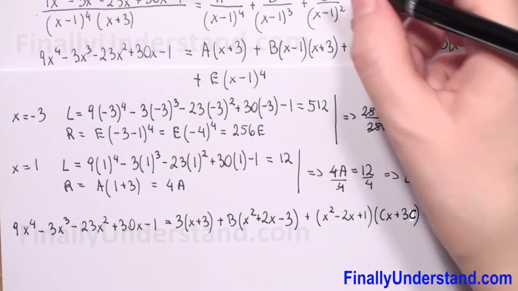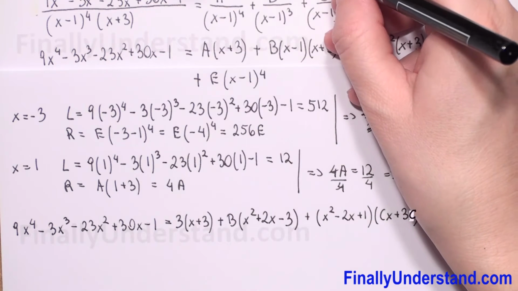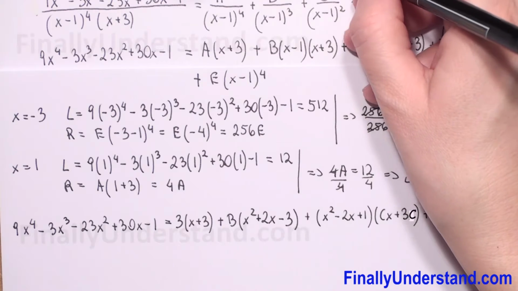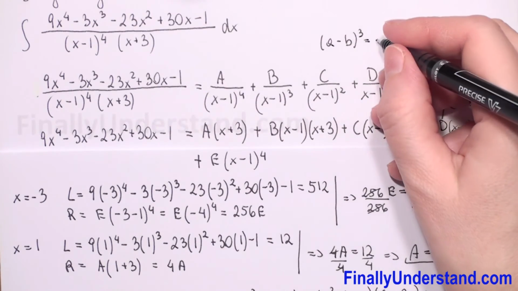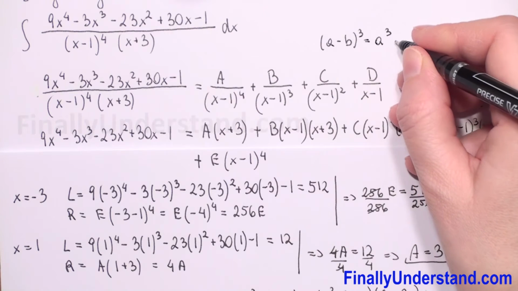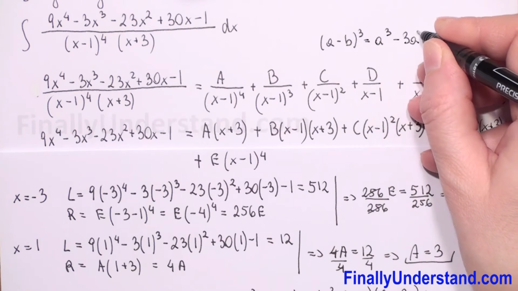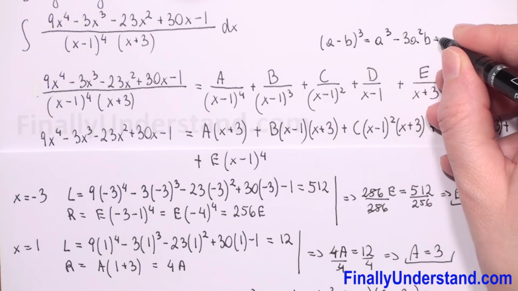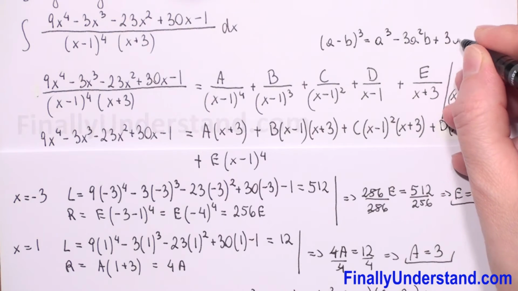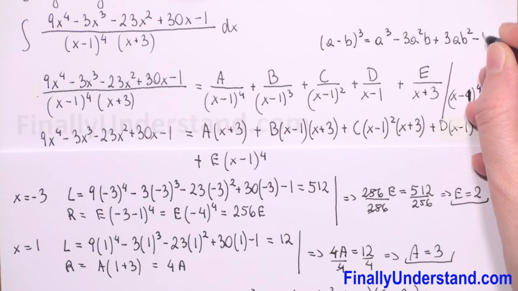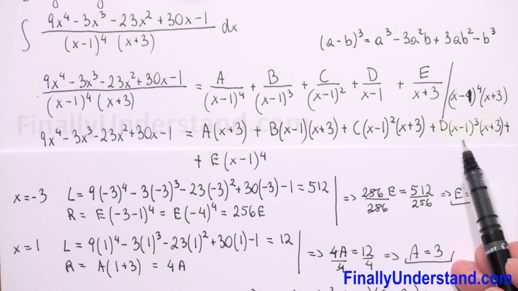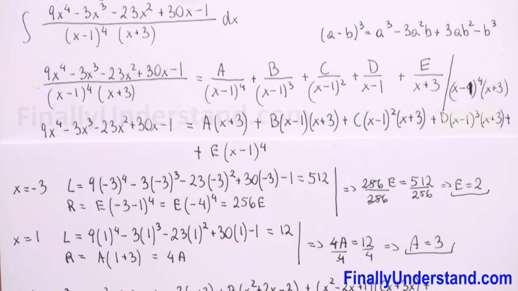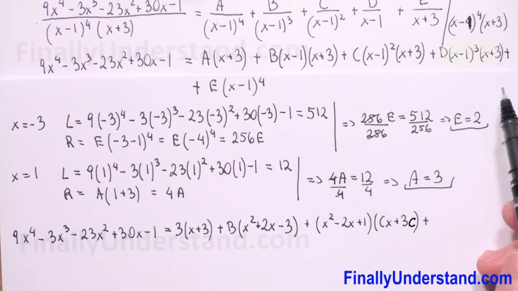So first x minus 1 to second power is x squared minus 2x plus 1, and will be times cx plus 3 plus. Now we have x minus 1 to third power. So we need to use formula that when we have a minus b cube, this is equal a cube minus 3a squared b plus 3ab squared minus b cube. This formula we will use to find x minus 1 cube. And we will multiply d times x plus 3.